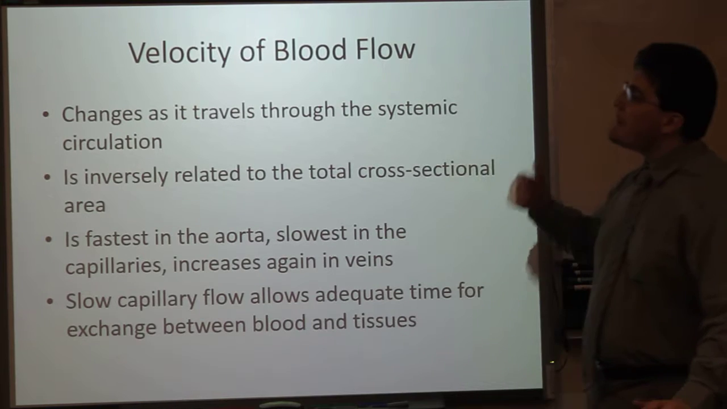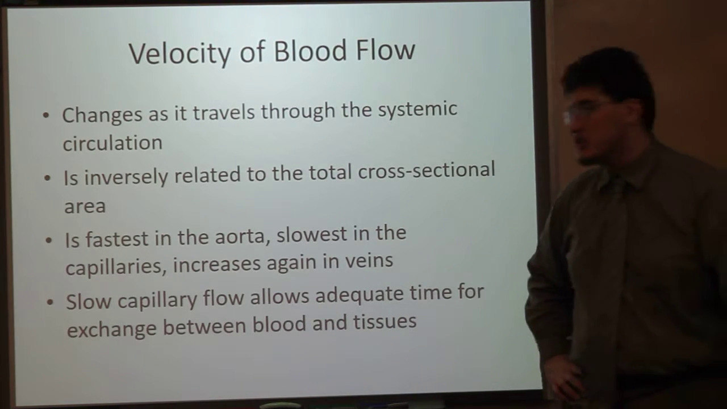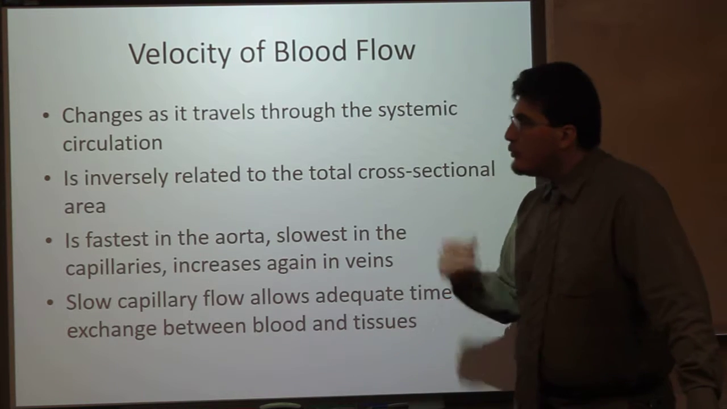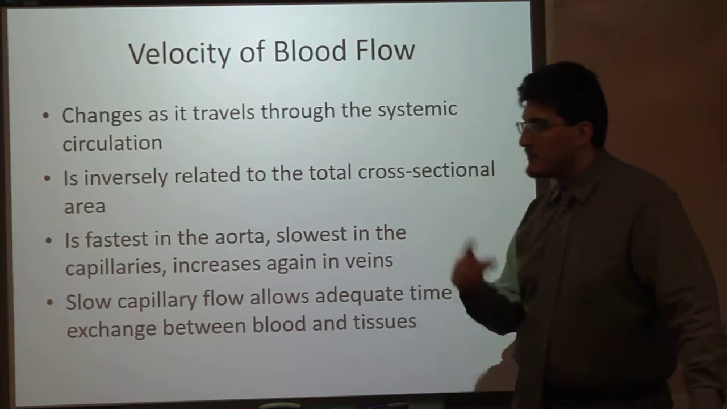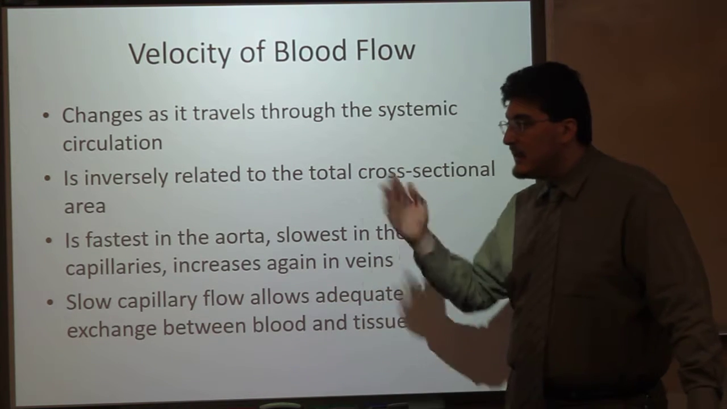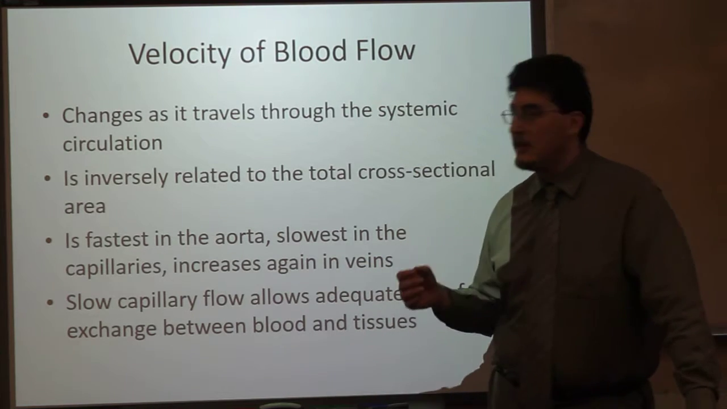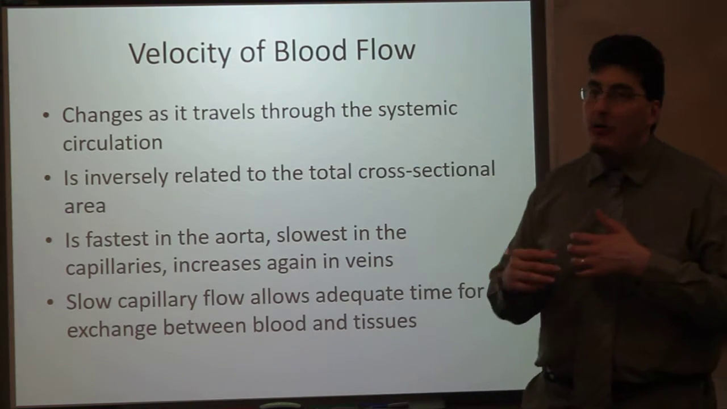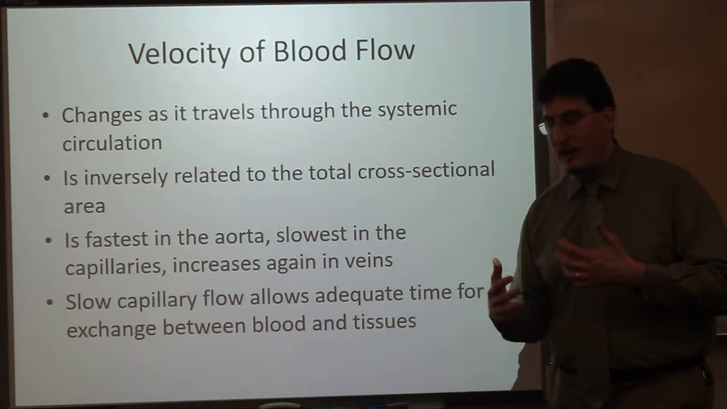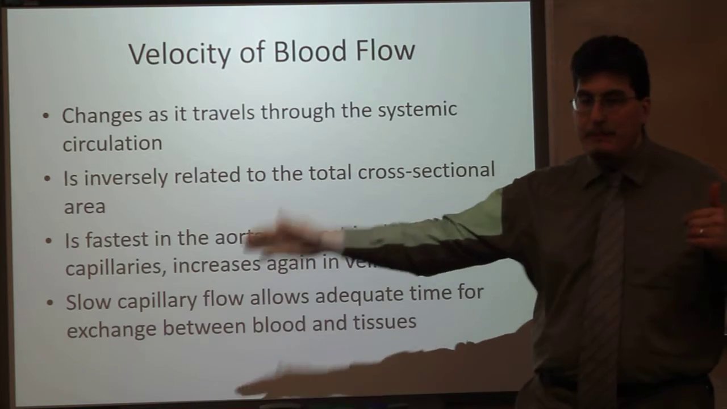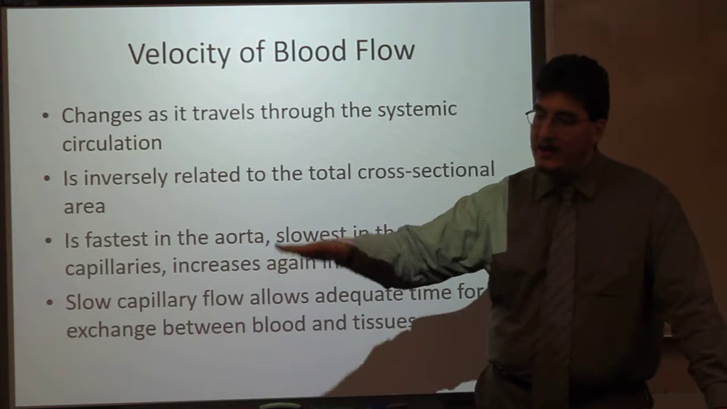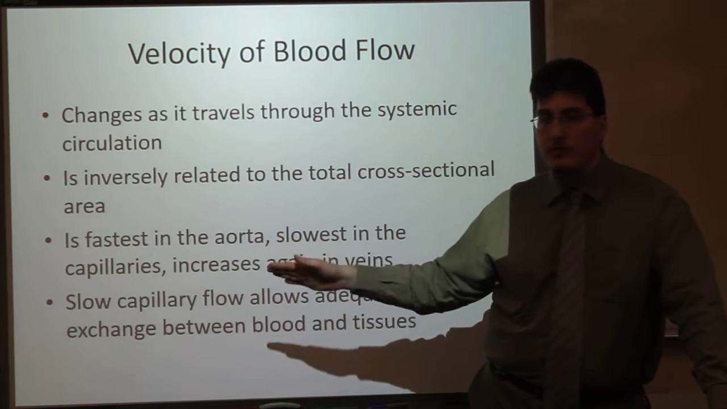Now, let's talk about velocity of blood flow. How fast is your blood moving? The speed of blood flow will change as it travels through the systemic circulation. Blood flow velocity is inversely related to total cross-sectional area. If you think about river rapids for a moment, and I know this seems like a digression, but bear with me. The widest, deepest part of the Mississippi River is slow-flowing and lazy. The water moves very slowly.